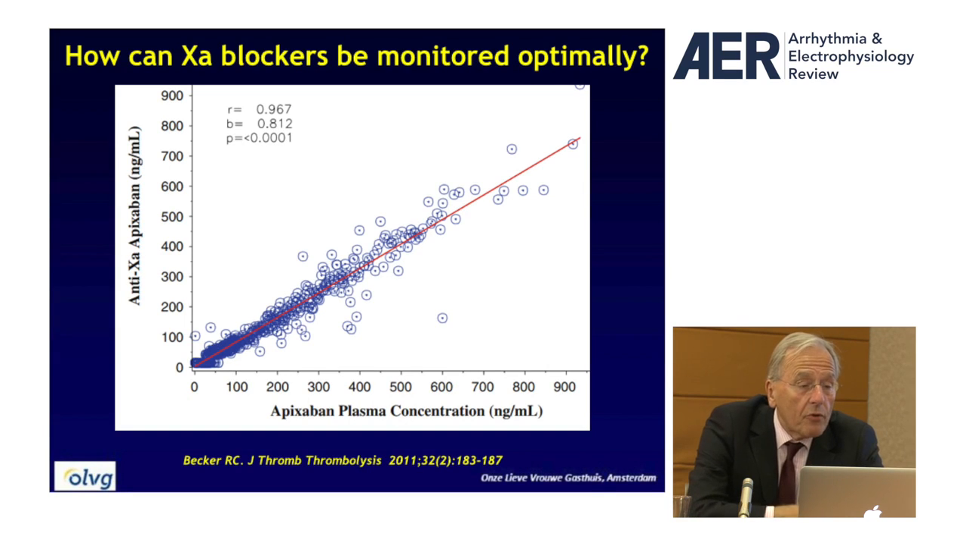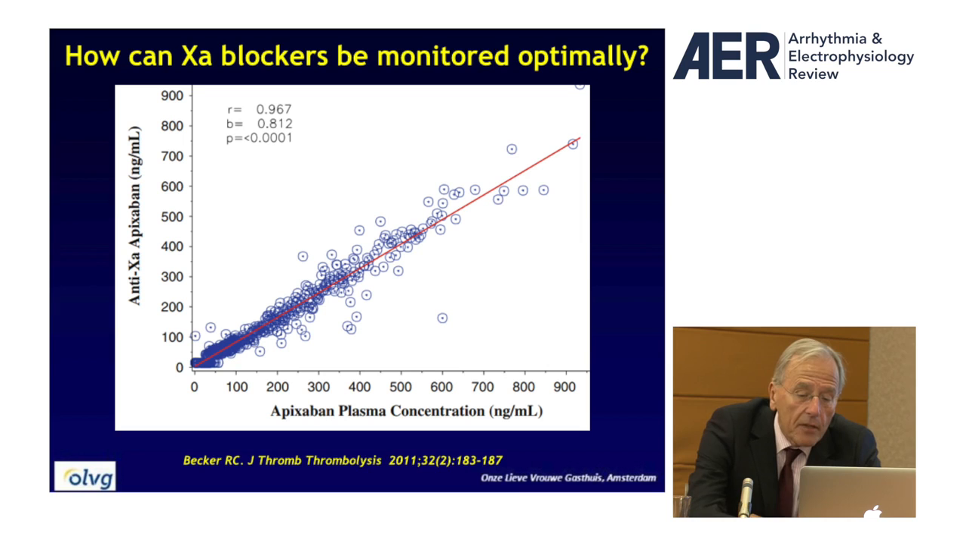The optimal way, of course, to measure at least the 10A blockers is the assay of anti-10A activity in the plasma. And there, for instance, with apixaban, we see a very good correlation between apixaban plasma levels and the anti-10A activity in the plasma. This is an excellent test, but it is complex, it is expensive, and in most institutions it is not available 24 hours around the clock. So it remains cumbersome, I think, this detectability of the NOAC in the plasma in situations of bleeding and when patients need urgent surgery.